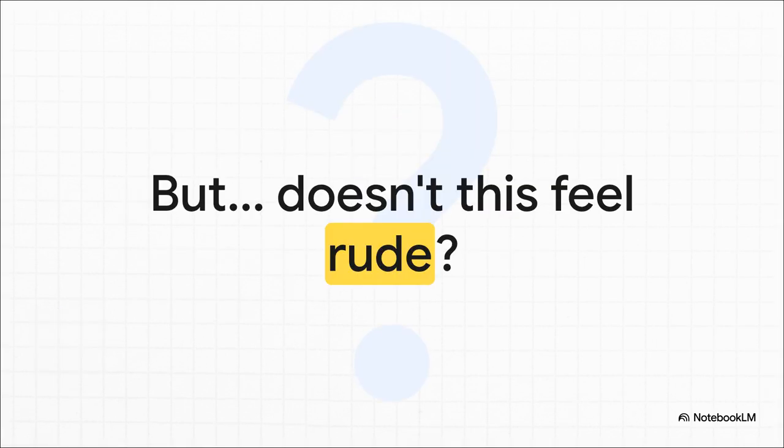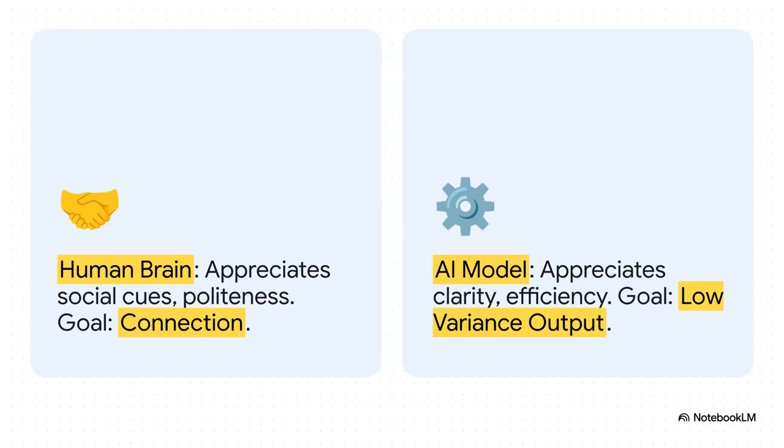Okay, I know what some of you are probably thinking. It feels a little blunt, doesn't it? Maybe even kind of rude to be so direct and commanding. I get it. We're all so used to being polite when we communicate. But here's the thing you have to remember. You're not talking to a human. The AI doesn't have feelings that can be hurt. For a machine, clarity is kindness. Giving it a direct command is way more efficient because it reduces the guesswork. You're actually helping it do its job better and faster.